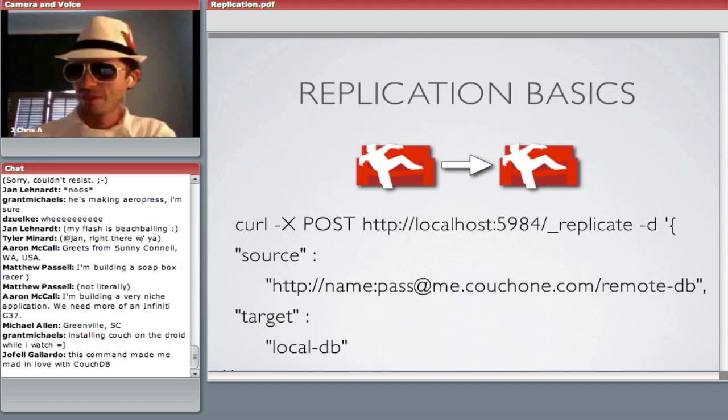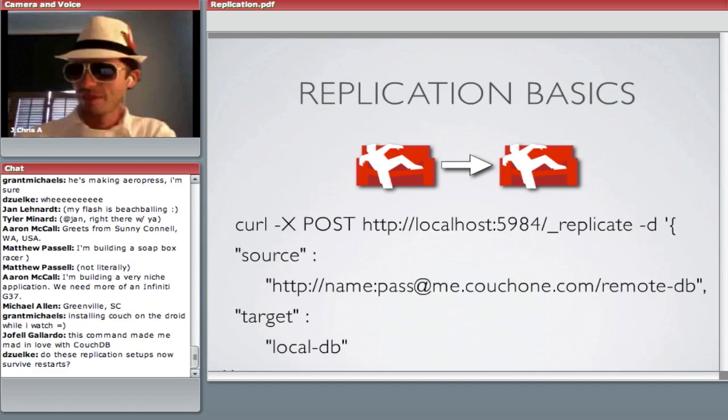If you've got a CouchDB set up, you can run a command like that with the source and the target. That's just curl doing a POST with a JSON body to the _replicate endpoint with the source and the target.